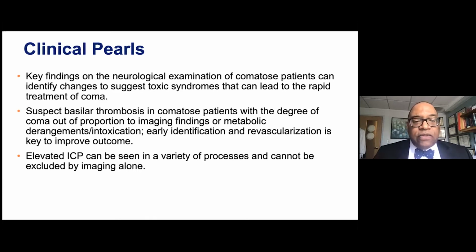Some of the pearls and take-home messages. Key findings on the neurologic examination of the comatose patient identify changes that suggest toxic metabolic syndromes that can lead to coma, or structural lesions. For comatose patients, please don't forget that basilar artery lesions can cause a comatose state, or even bilateral carotid occlusions can do the same thing.